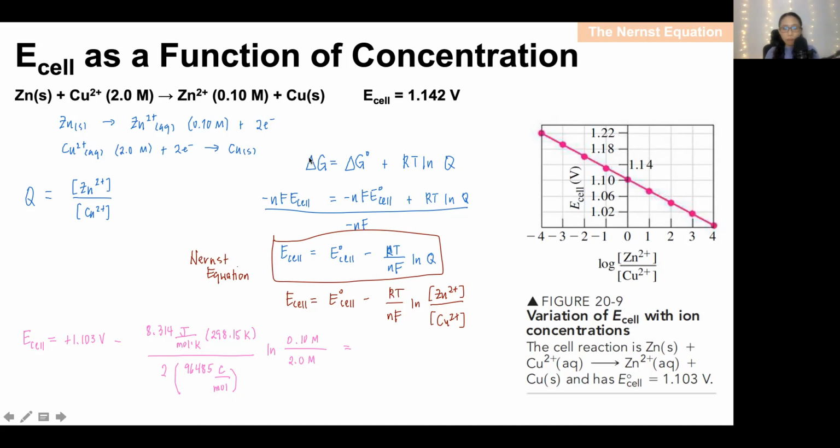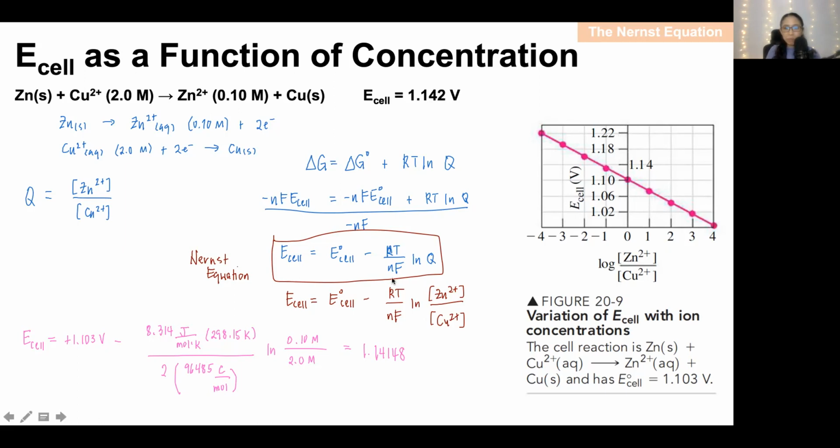Okay, so we have 1.1414. So that's our computed value, 1.14148. So a bit different from what is indicated by my reference, 1.142. But still, we see here how the Nernst equation is used to get your non-standard state cell potential. Okay, so again, non-standard cell potential is a function of your concentration.